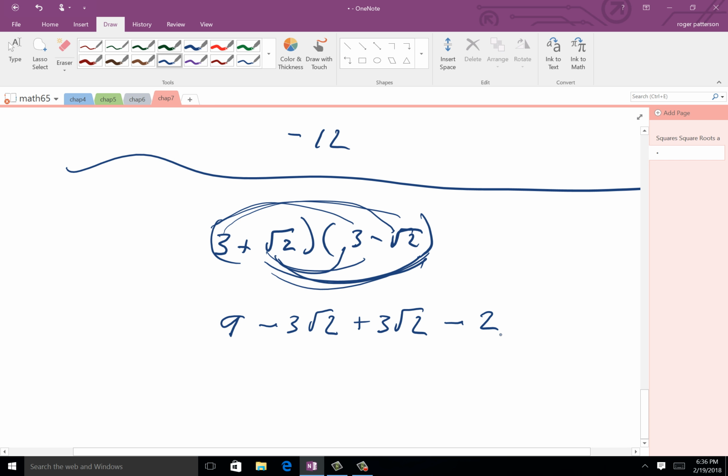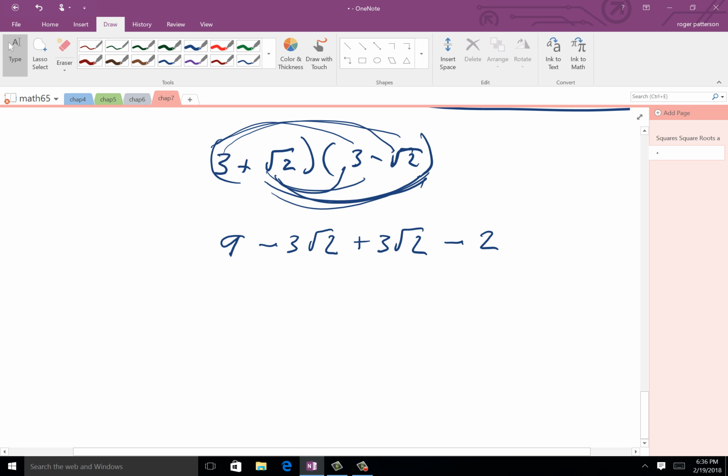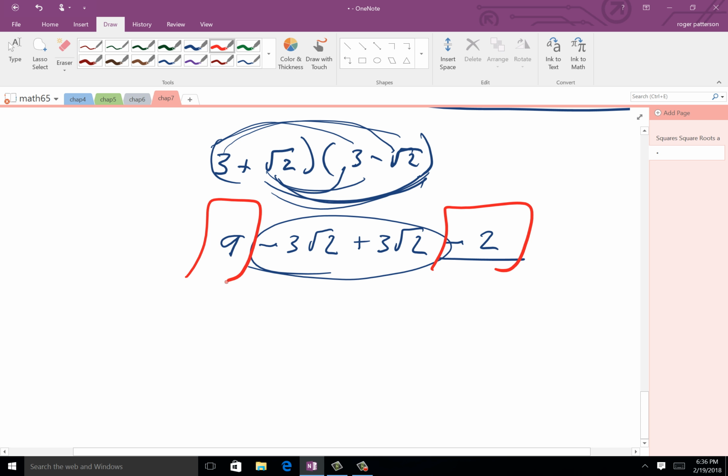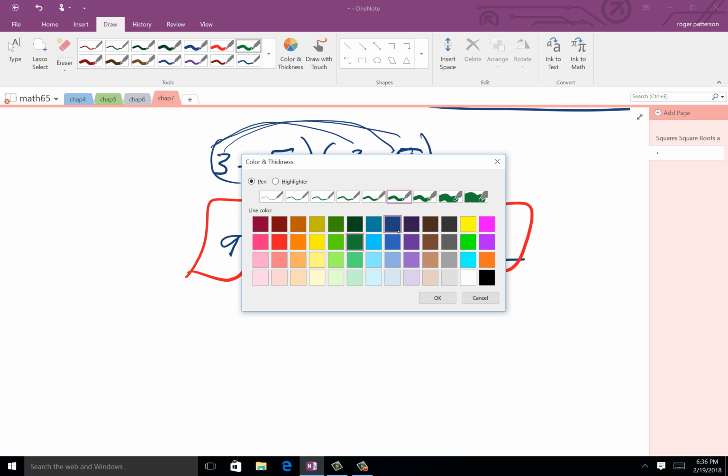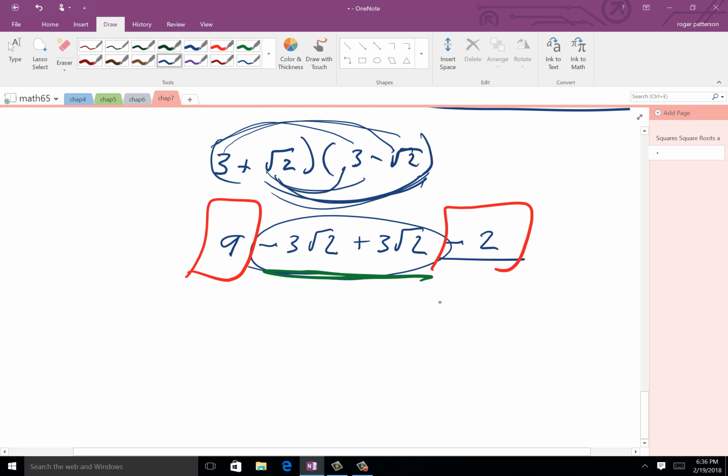Okay, now actually this time I did intend for these to cancel out. Okay, I wasn't just getting lucky there. So we got those to cancel out, and I'm left with these. Here, let me use some colors here. Okay, all right, so now I have 9 minus 2, which is 7.